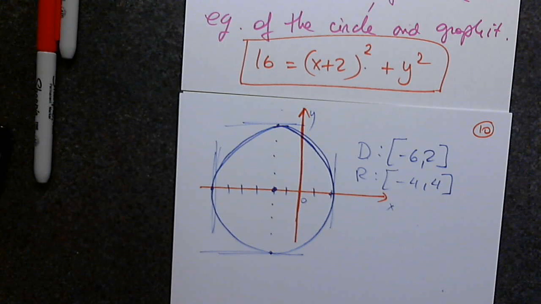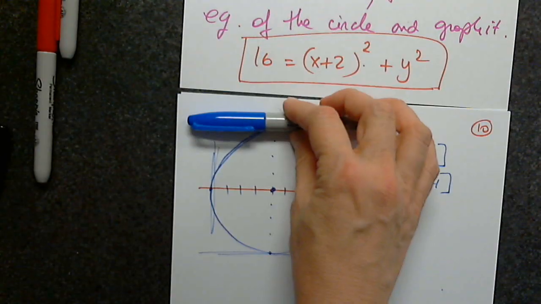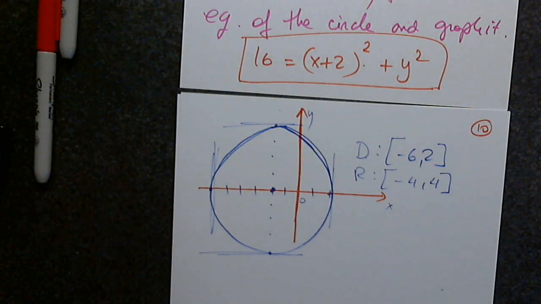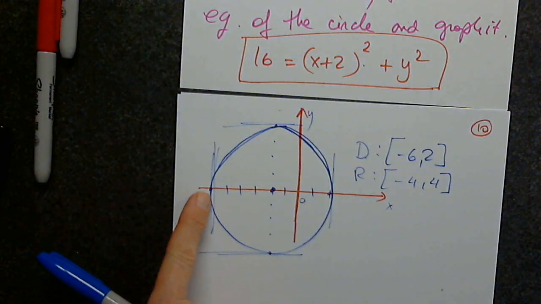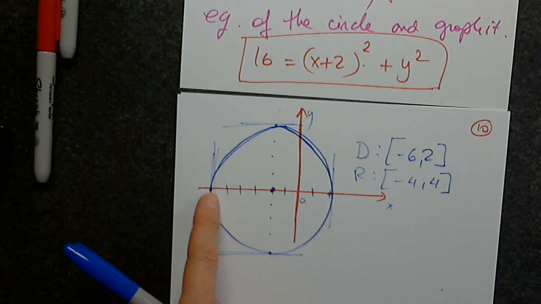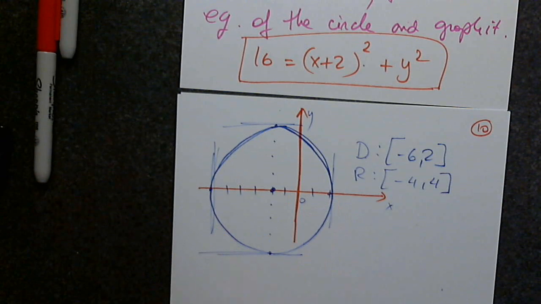No, the range is from the lowest to the highest, and the domain from the left to the right. Is that better? I think so, yeah. So it's 2 because it's the highest, the domain. It's between -6 and +2 because the center is at -2 and I have 4 units to the left and 4 units to the right for the radius.